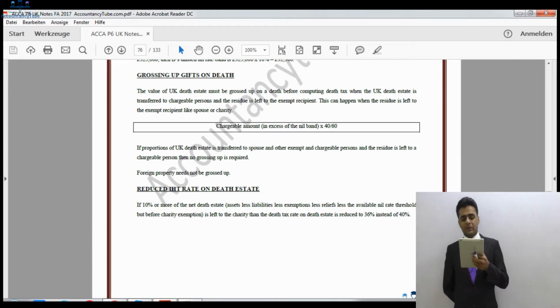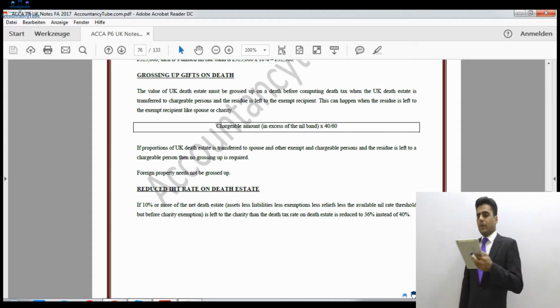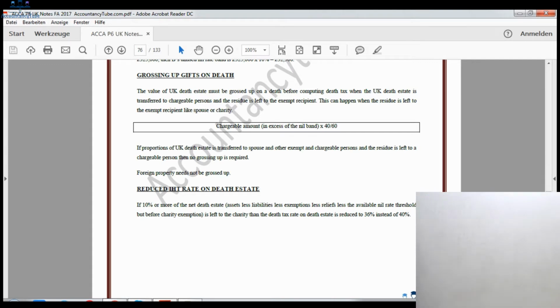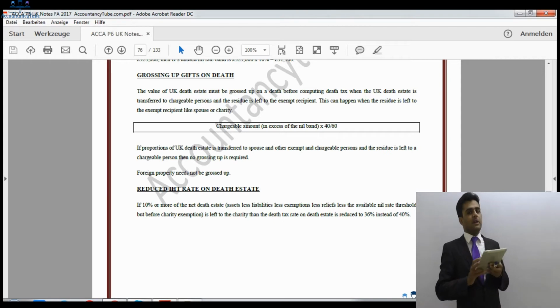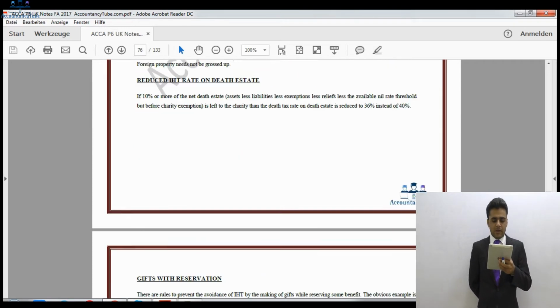The reduced rate of IHT of 36% will only be applicable when the charity amount is 10% of the net death estate, and net means assets less liabilities, less exemptions, reliefs, and available nil rate band. Right? But we will have to think about the charity, so we will not deduct the charity from this deduction. Right, then after that it's a gift with reservation on the next page. If you see, now this gift with reservation will be added in the death estate, as we have seen a couple of pages ago, when we were looking at the death estate.